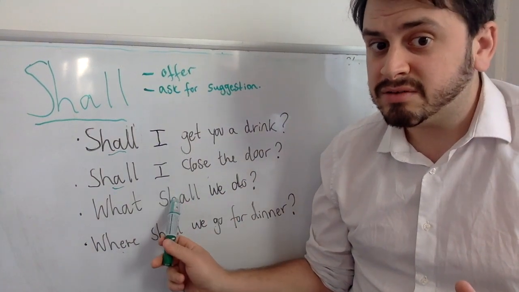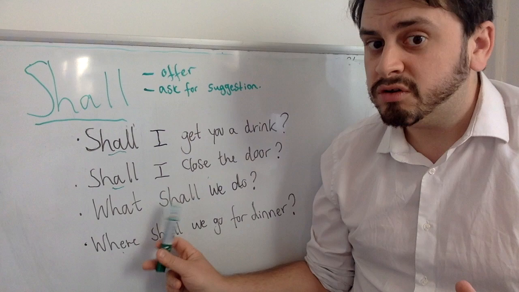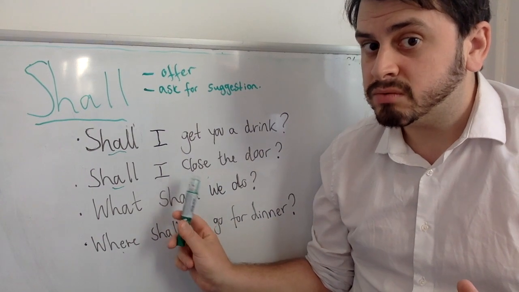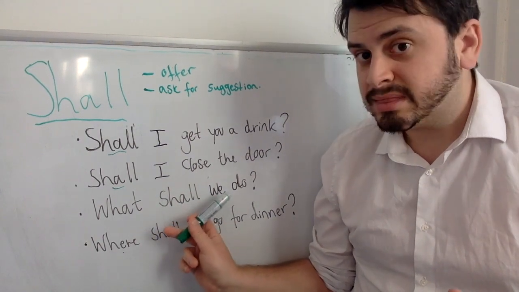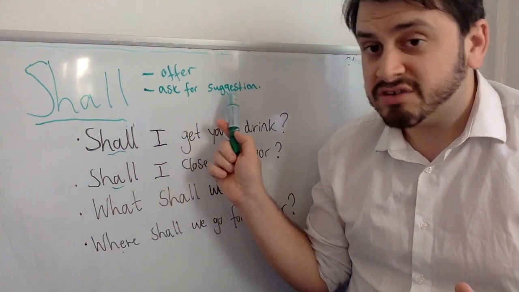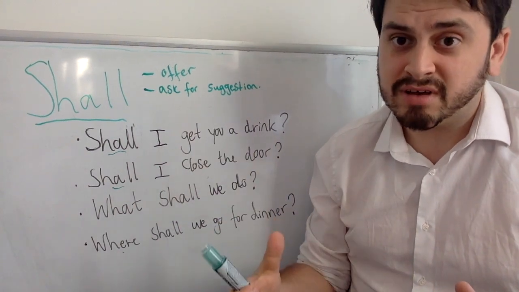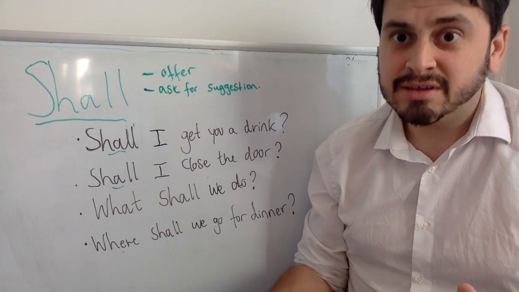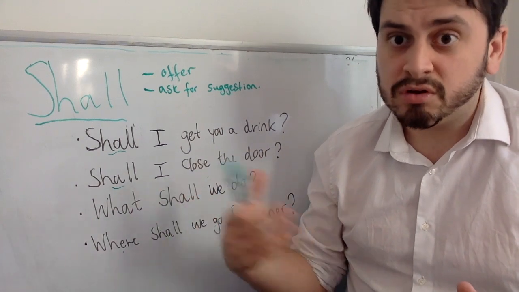Now, in the other two sentences, where I've used what shall we do, that's the first example, what shall we do? Now, this one is asking for a suggestion. I'm asking for some advice. I need some help. So I can say to somebody, what shall I do?